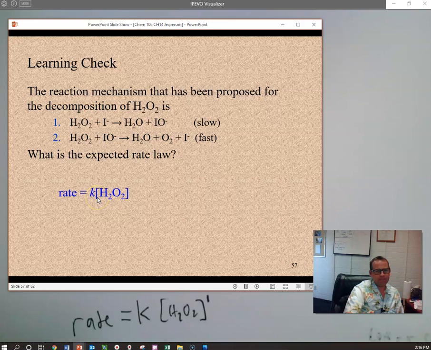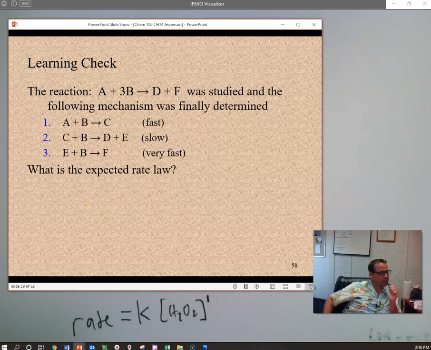That being said, let's see if we can get some help with this one. Jace, do you want to help us out a little bit? Here's a chemical reaction, and they're asking us what is the expected rate law for this reaction. All right. Would it be 2 because the slow step is in the second? Okay. The second.